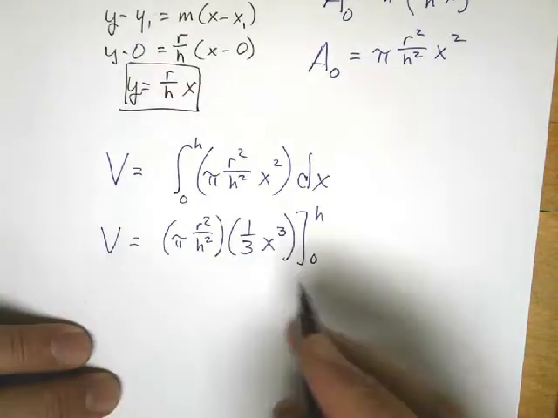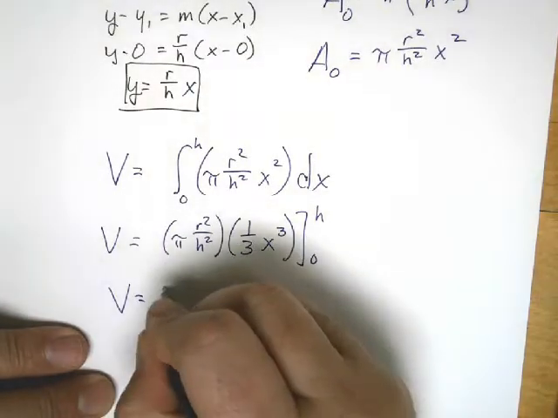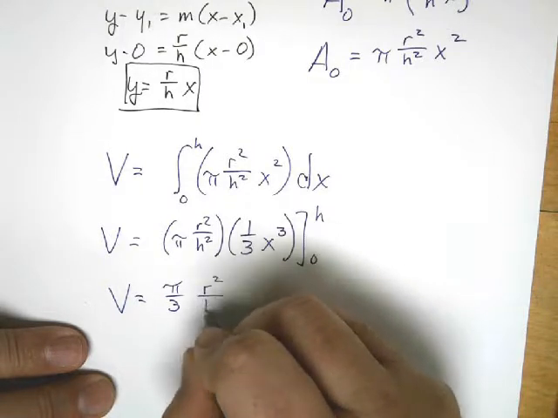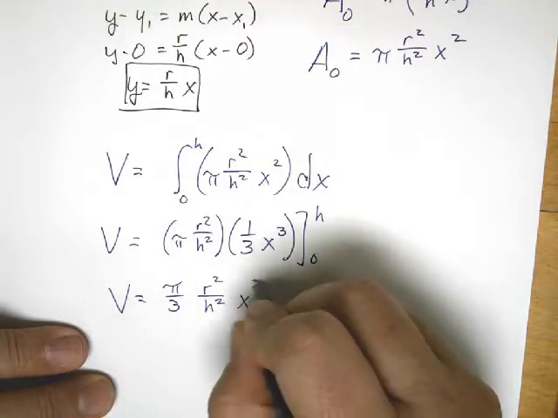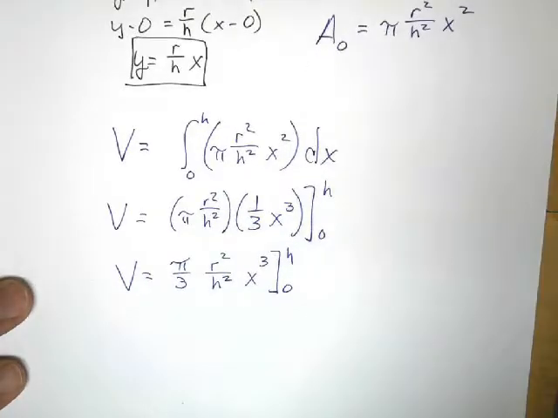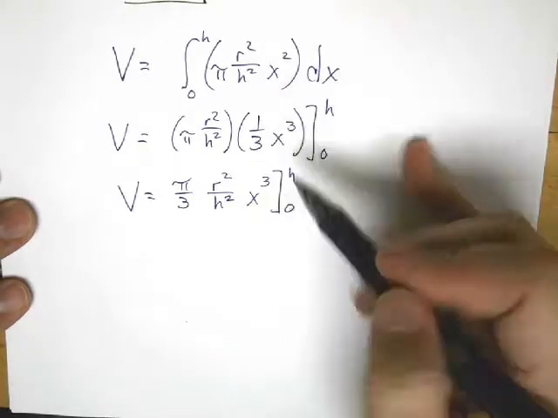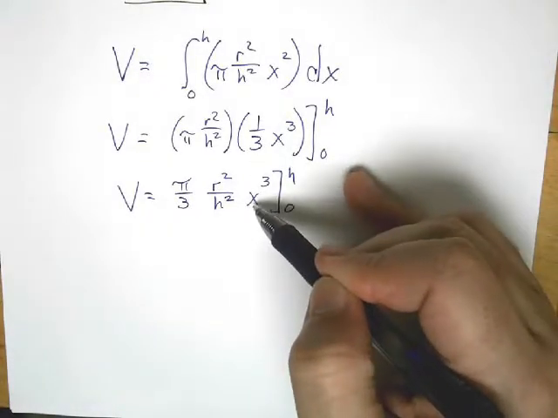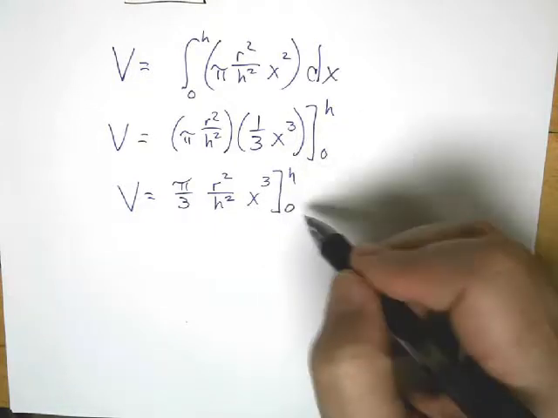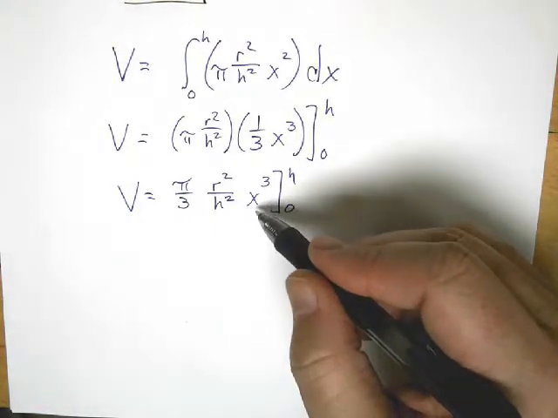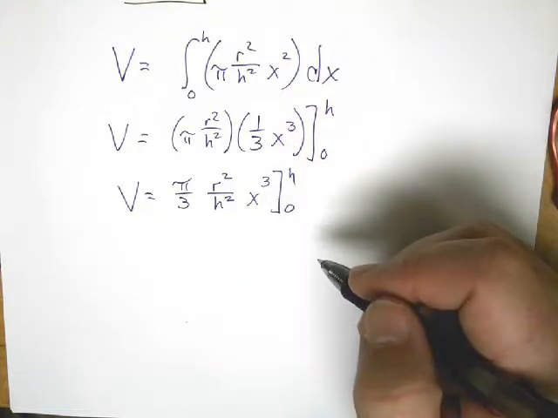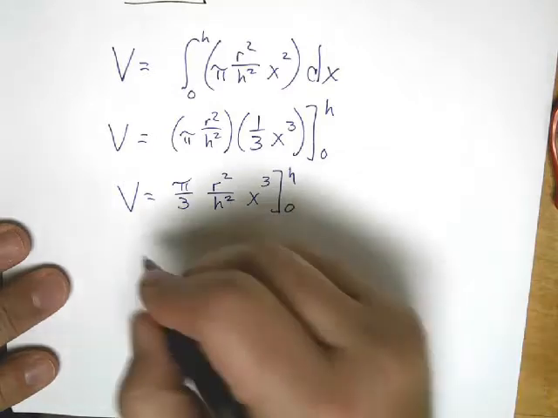Okay, if I clean that up a little bit here, we've got pi over 3, and then I'm going to write it as r squared over h squared times x cubed. Okay, and now, as we know, we're going to substitute this h value in for x using the fundamental theorem of calculus, and then we're going to also put in 0, but since 0 is going to be substituted for x, that will make that entire value 0. So really all I have to do is worry about the h.